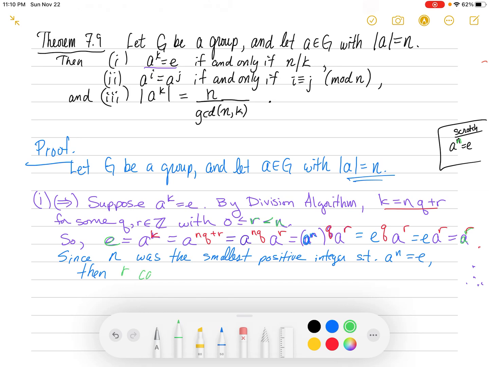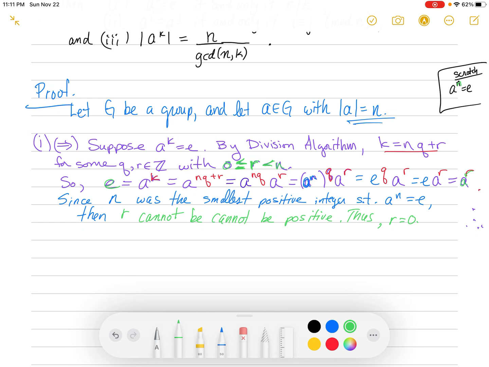Then r cannot be positive because r is smaller than n, right? Look at this identity. r is smaller than n, so it cannot be positive. What does that force r to be? Well, if it can't be positive, greater than 0, then it has to be equal to 0. So the only options for r is greater than or equal to 0. If it's not positive, then it has to be equal to 0. So thus r is equal to 0.